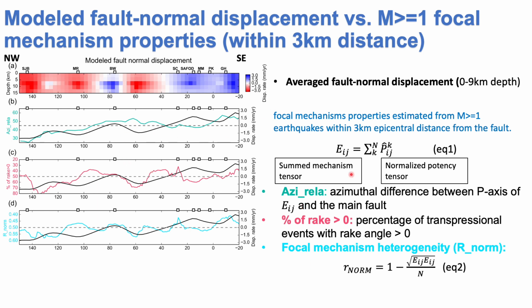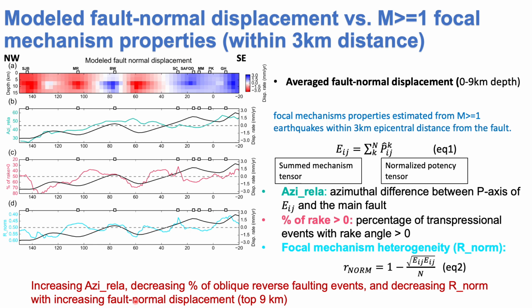The green curve shows the azimuthal difference between the P-axis of the composite focal mechanisms and the main fault orientation. The red color shows the percentage of the oblique reverse faulting events, and the blue curve shows the focal mechanism heterogeneity. We found that with increasing fault normal displacement, there's an increase of the angle between the P-axis azimuth and the main fault strike, a decreasing percentage of oblique reverse faulting events, and decreasing focal mechanism heterogeneity.